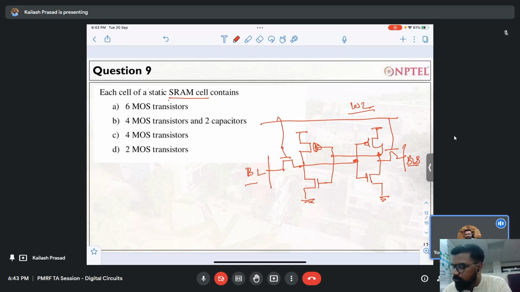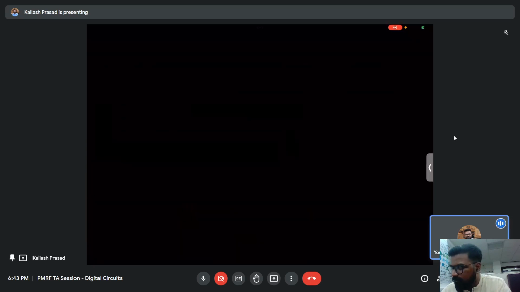And whenever you want to write data over here, here it will be written Q, and here it will be Q bar. It means if you write 1 here, the 0 will be stored here.